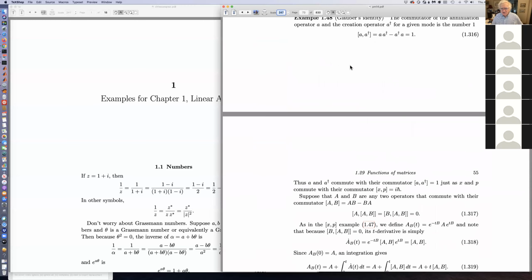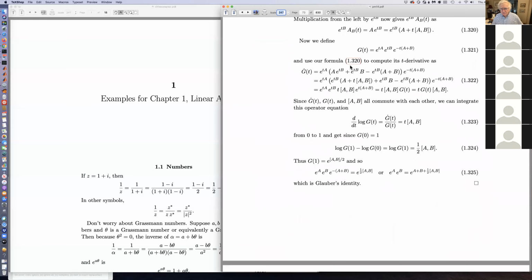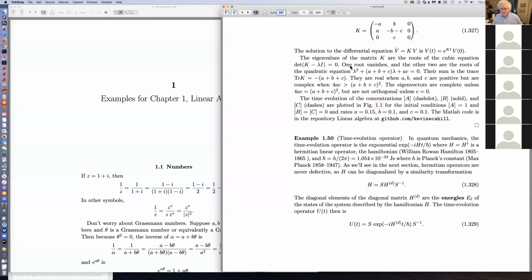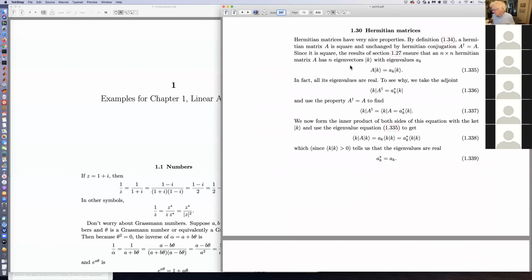Okay, so I'm going to skip these various examples, although if we should possibly run out of material this afternoon, then I'll come back and do one of them, especially if somebody wants to see a particular one of these examples.